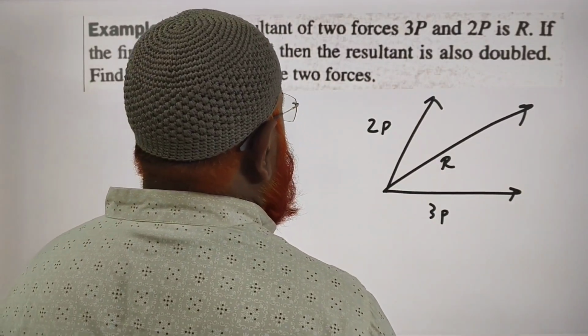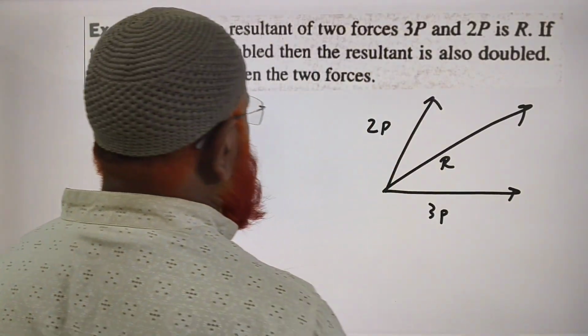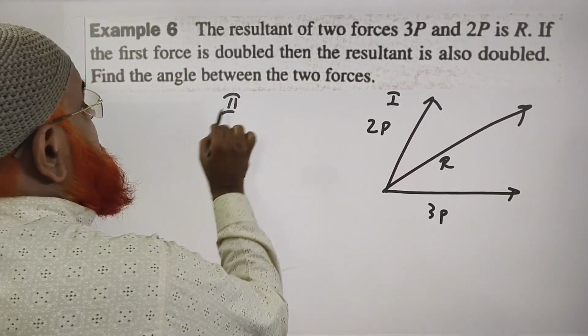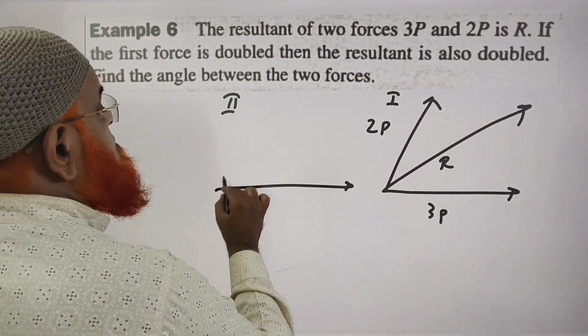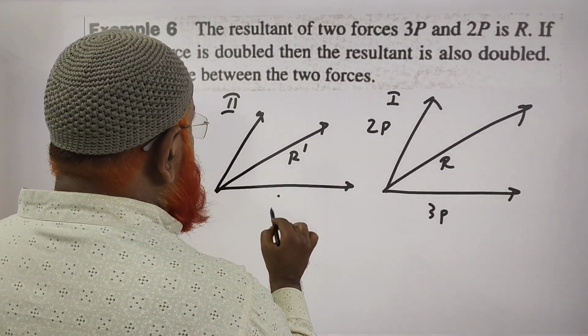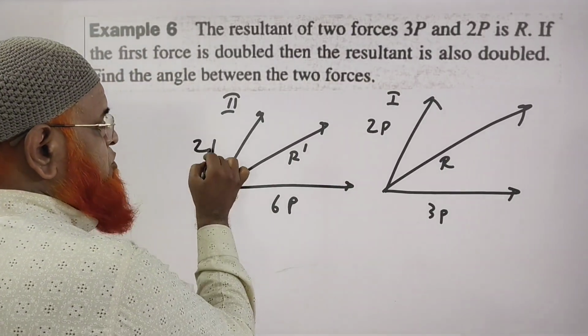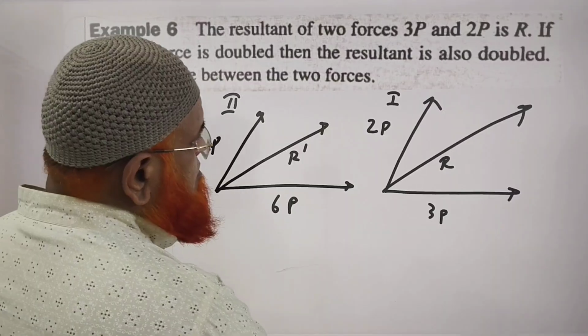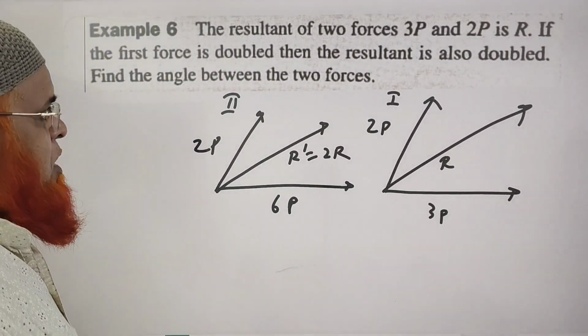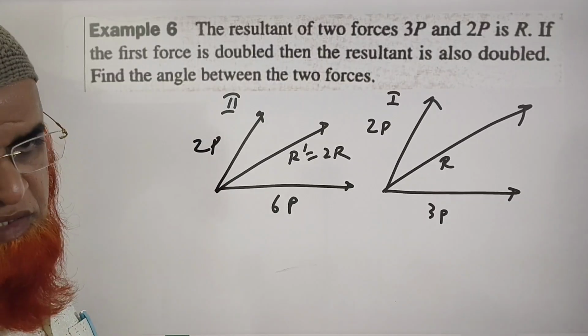Next, if the first force is doubled, this is case 1. In the second case, this is the new resultant, we don't know what. The first force is doubled, which means 6P. The second force is the same, and the resultant is also doubled, 2R. Then find the angle between the two forces.